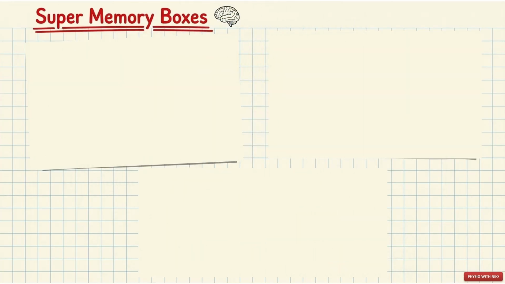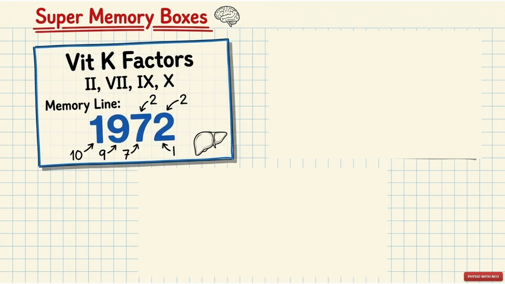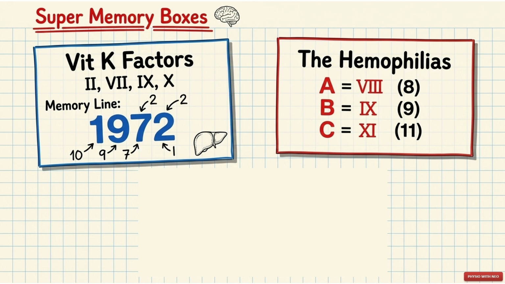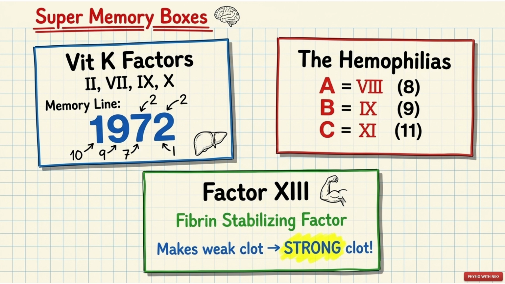Now let's finish the highest yield exam fact. First, vitamin K factors. Use this number 1972. That means factor 10, 9, 7, 2. Whenever someone asks vitamin K factors, just remember 1972. Next, hemophilia. A equals 8, B equals 9, C equals 11. And finally, factor 13. Factor 13 stabilizes fibrin. Think of it as a cement that makes the clot strong. So without factor 13, the clot remains weak.